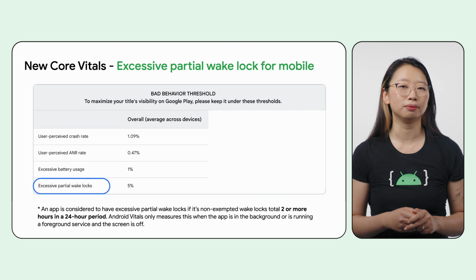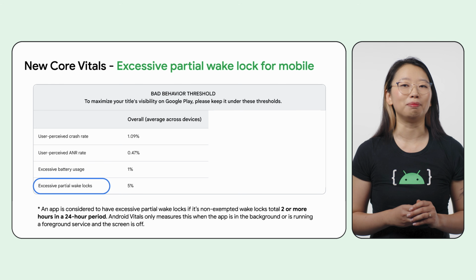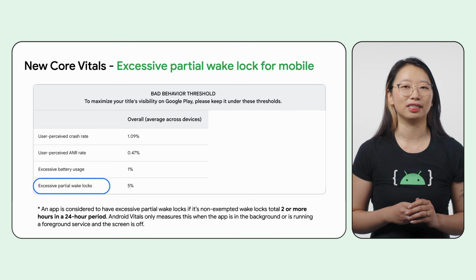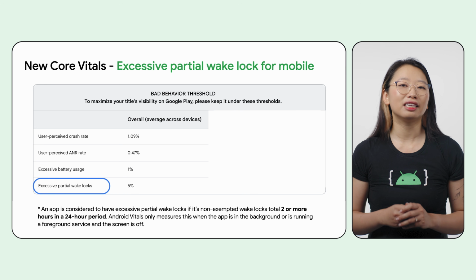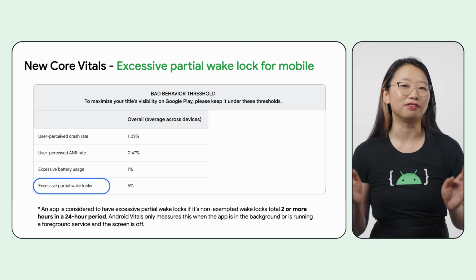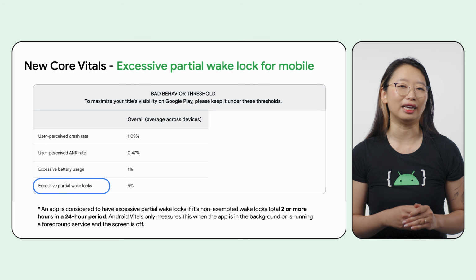a 24-hour period. This applies to non-exempted wake locks acquired while the screen is off and the app is running in the background or running a foreground service. Excessive usage is flagged if it affects more than 5% of your app sessions averaged over 28 days.